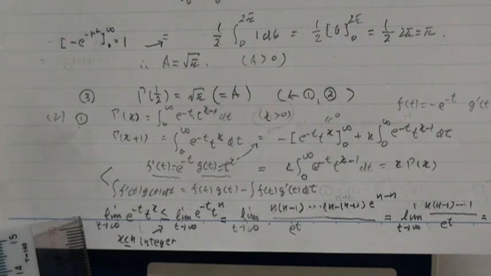Circle 3: gamma of 1/2 equals root pi, from circle 1 and circle 2.